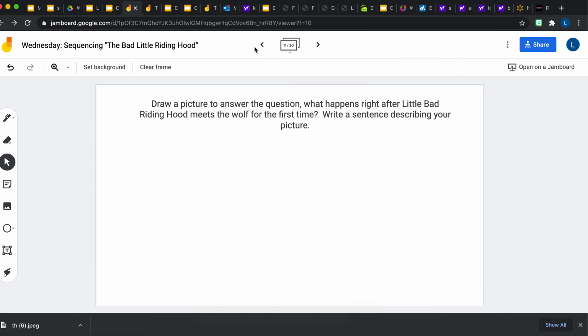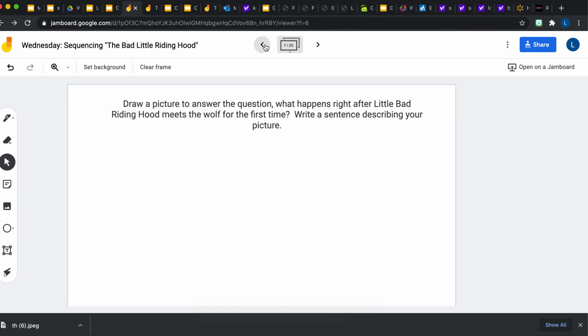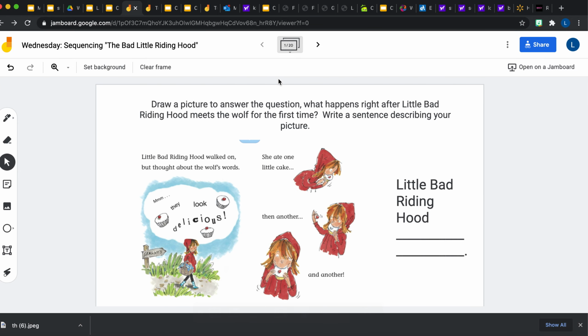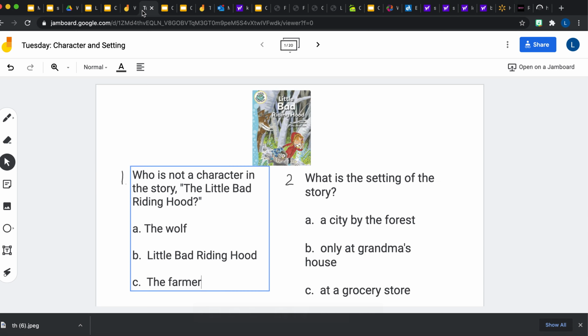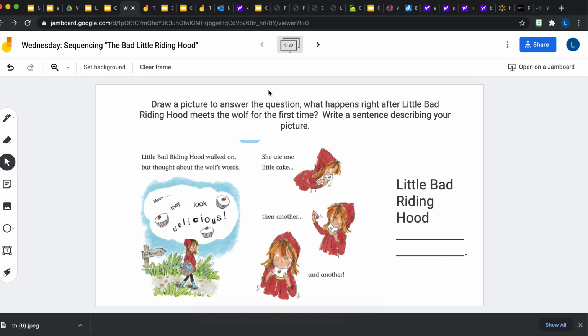Okay, so you are going to draw a picture of what happened right after Little Bad Riding Hood meets the wolf for the first time. Sorry, my computer keeps doing that. And then you're going to write a sentence describing your picture.